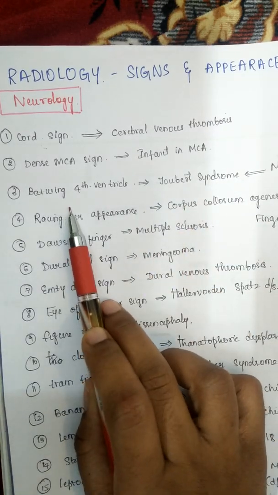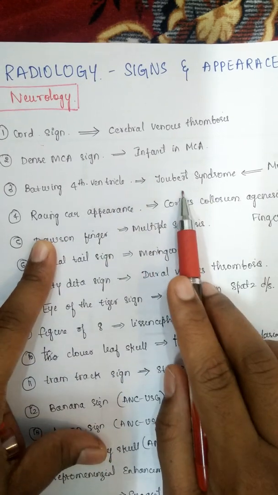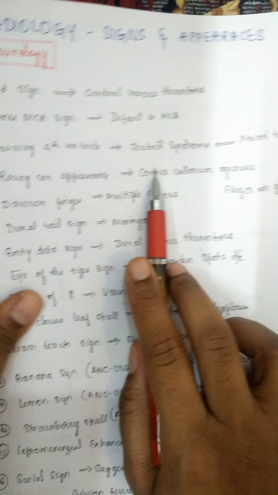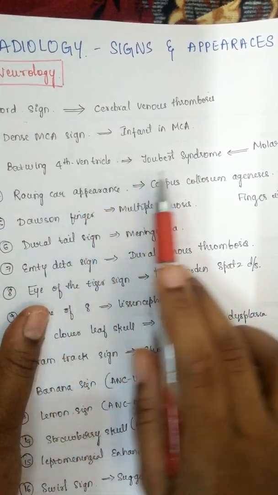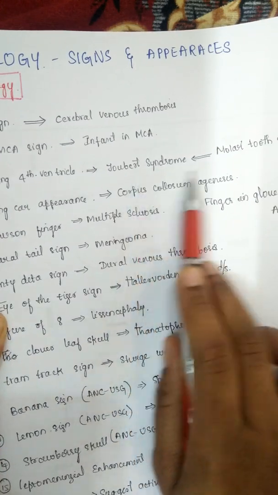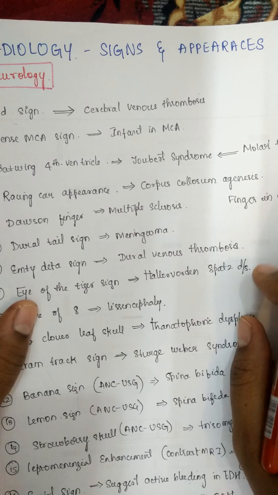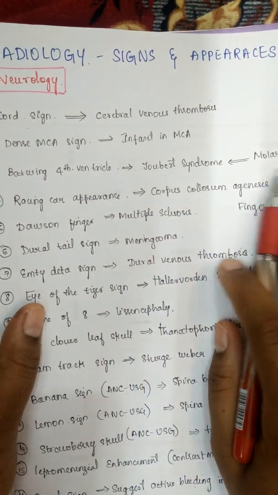You will get a bat wing appearance, the bat wing appearance of the fourth ventricle. Joubert syndrome is the absence of the vermis in the cerebellum, so the fourth ventricle looks like a bat wing. Another appearance is the molar tooth appearance. Molar tooth appearance in Joubert is due to the elongated superior cerebellar peduncle, which is seen as molar teeth.